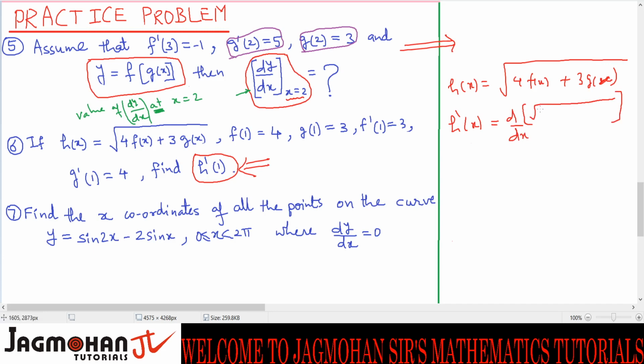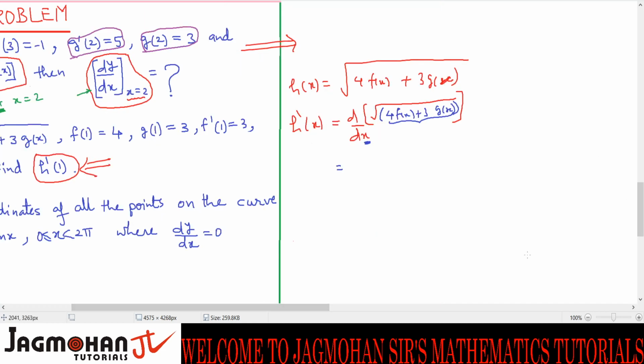See here, you have d by dx of square root function, but inside the square root, do we have x? Is that d by dx root x? No, it is d by dx root of 4f of x plus 3g of x. So it is once again a composite function, because the variable of the square root function is not x. So you know d by dx of root x is 1 upon 2 root x. So the derivative of this will be 1 upon 2 root 4f of x plus 3g of x into d by dx of 4f of x plus 3g of x, and then you go ahead.